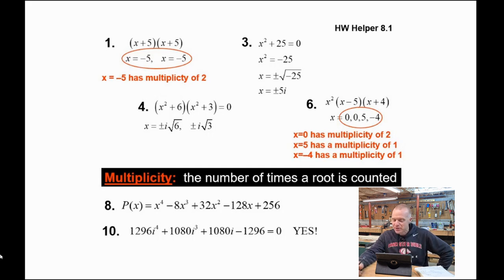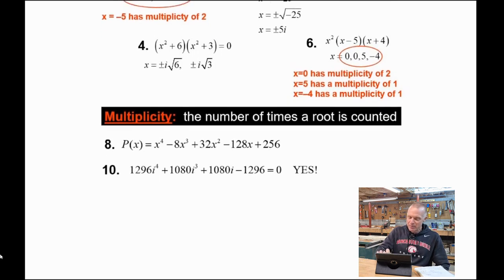Look at problem 6. Looks like we got some interesting answers there. We have 0 twice. Well, that means 0's got a multiplicity of 2. But the other answers, they also have multiplicities. It's just that they're there one time. So 5 and -4, they both have a multiplicity of 1. A little more on that in just a moment when we get into today's lesson.